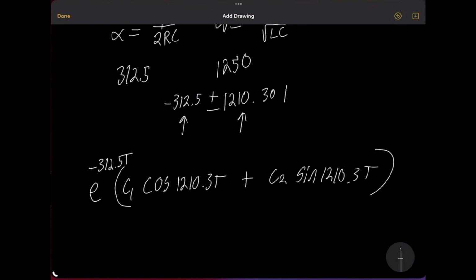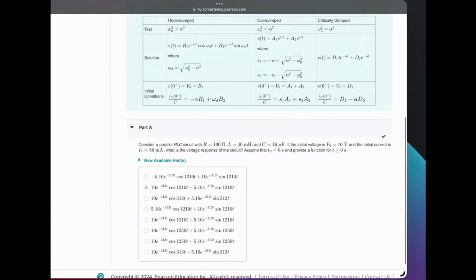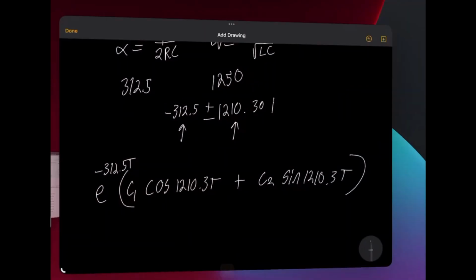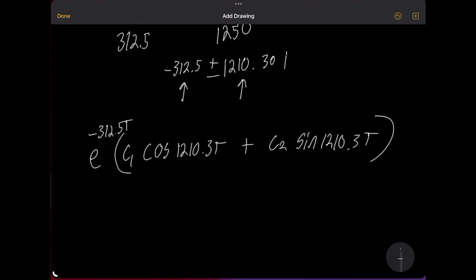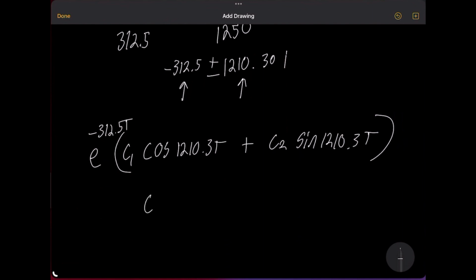So now we solve for our C1 and C2. When t is equal to 0, cosine is 1 and sine is 0. Our initial value is starting at 10 volts, so 10 volts is going to be equal to C1, right?